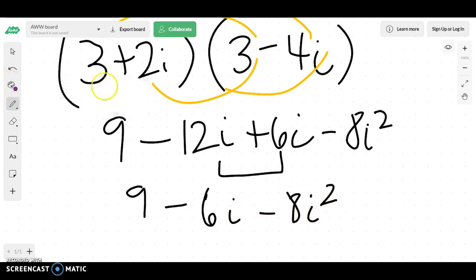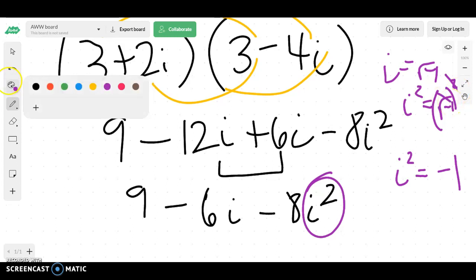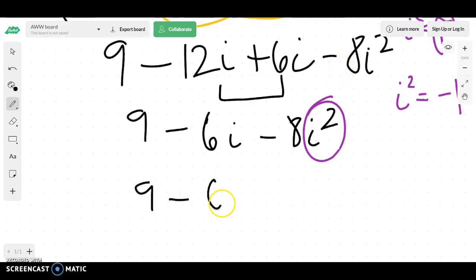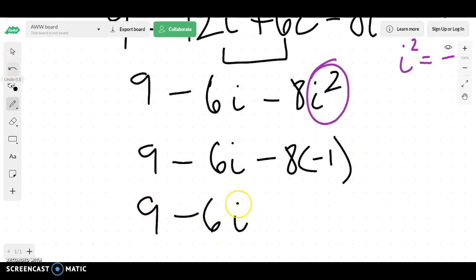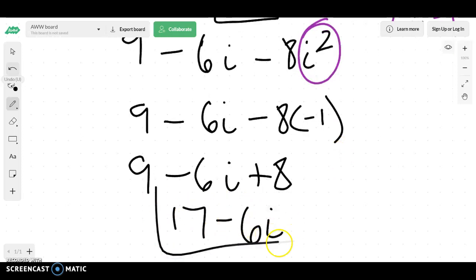The only thing I'd have to fix here is we know what i squared is. i squared equals negative 1. You should remember this because i is the square root of negative 1, so i squared is the square root of negative 1 squared, and a square and a square root cancel, giving you negative 1. Meaning we have 9 minus 6i minus 8 times negative 1, or 9 minus 6i plus 8, which would be 17 minus 6i. And that would be our answer.